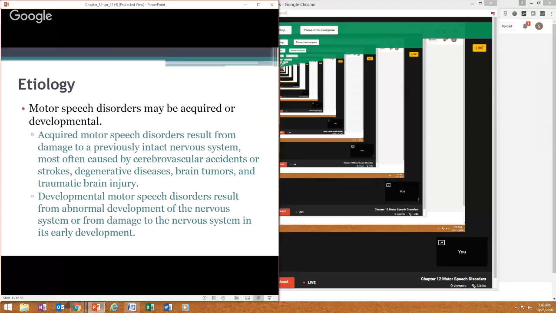The etiology, as we've talked about in previous chapters, or the cause. Motor speech disorders may be acquired or developmental. Acquired motor speech disorders result from damage to a previously intact nervous system, most often caused by cerebrovascular accidents or strokes, degenerative diseases, brain tumors, and traumatic brain injury. Developmental motor speech disorders result from abnormal development of the nervous system or from brain damage to the nervous system in early development.